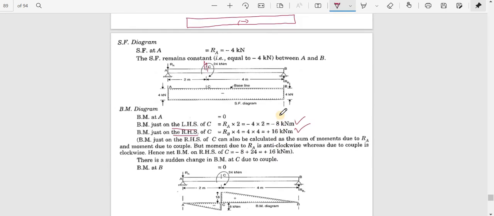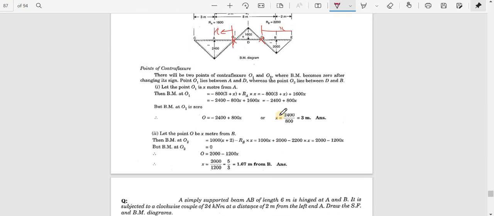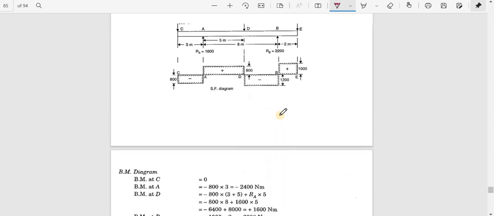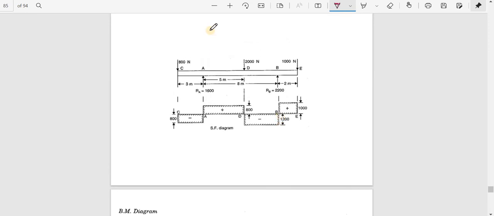So this is the way in which we will be drawing the shear force and bending moment diagram. Altogether we have studied the shear force and bending moment diagram of a cantilever beam, of an overhanging beam, of a simply supported beam under various loads: UDL, point load as well as a UVL also. Okay, so these are the things you have to cover in your third video. That's all. Thank you.